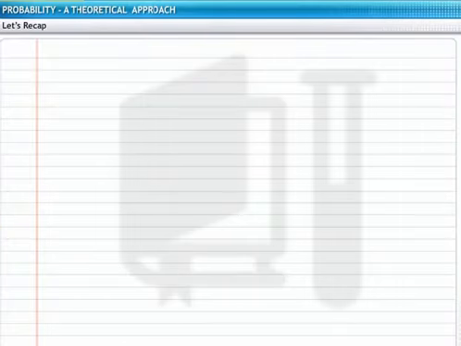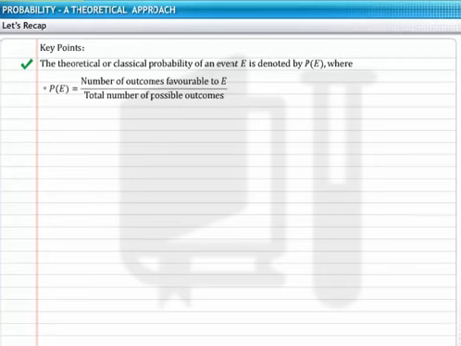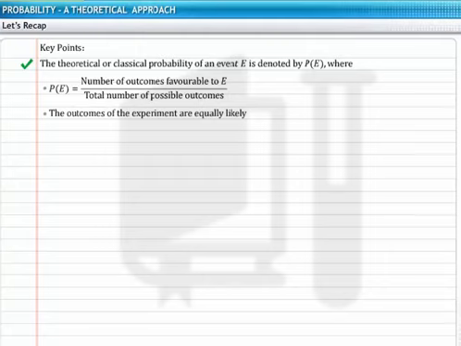You have reached the end of this section. Before moving on to the next section, let's recap the key points covered. The theoretical or classical probability of an event E, denoted by P of E, is equal to the number of outcomes favorable to E divided by the total number of possible outcomes. Here, it is assumed that the outcomes of the experiment are equally likely.